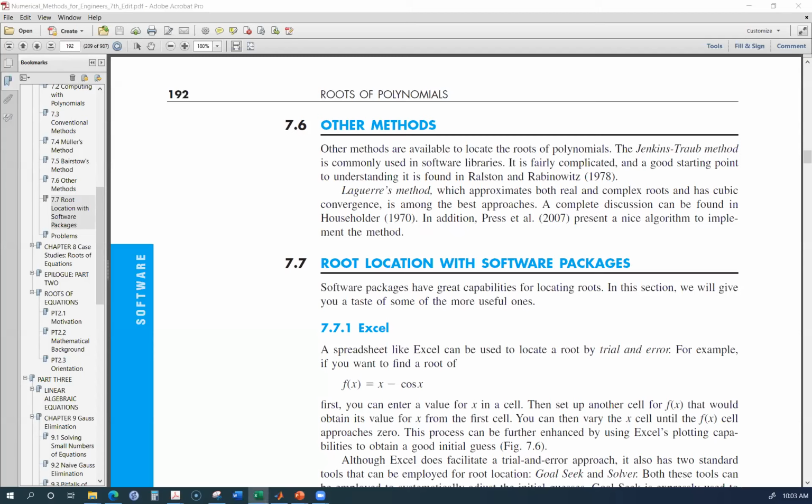So in Excel, one of the first methods is the trial and error method.